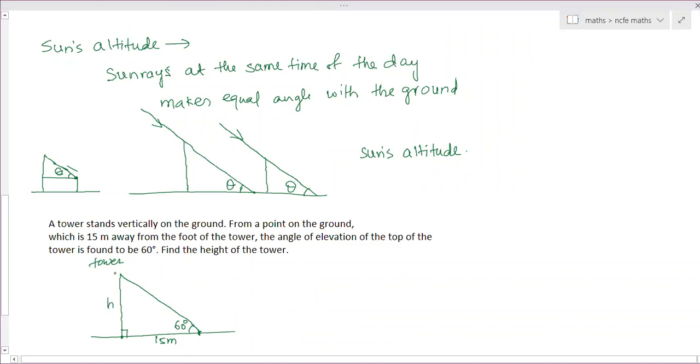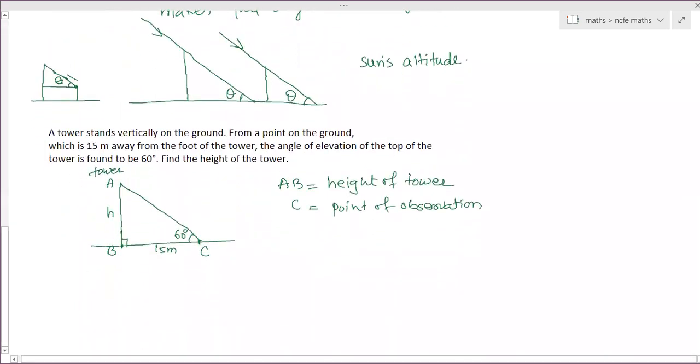So we have to name the figure A, B and C. AB is the height of the tower, and point C is the point of observation. So we have to use trigonometry. This is 90 degrees, a right triangle, so we can use trigonometry. Which ratio will give the relation between AB and BC? Tan theta. So tan C is equal to AB by BC.